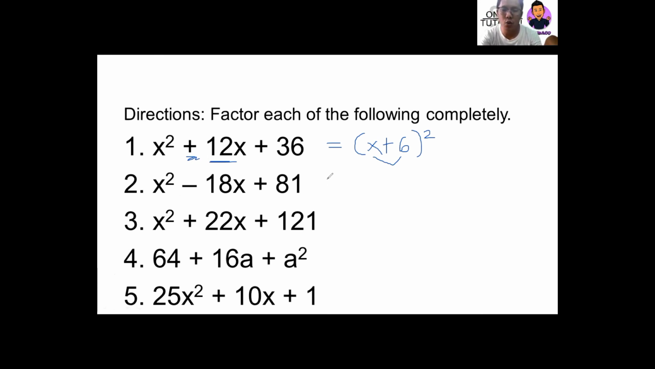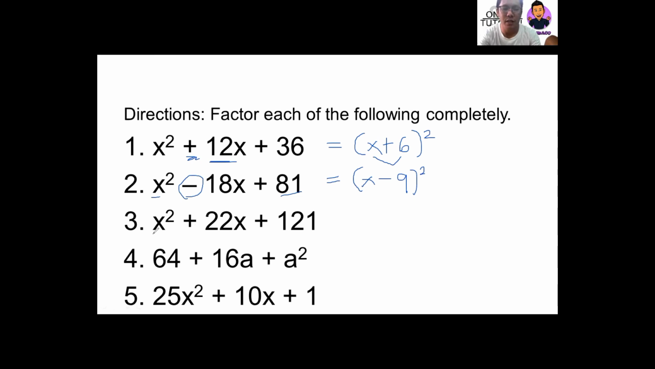Okay, next, number 2. The square root of x squared, that is x. The square root of 81 is 9. Okay, and then the sign should be the sign of the middle term. So that is minus. So check if the middle term is twice the product. x times negative 9 is negative 9x, times 2, that is negative 18x.